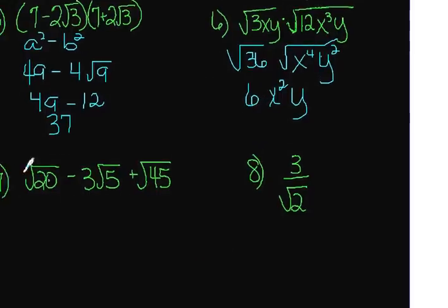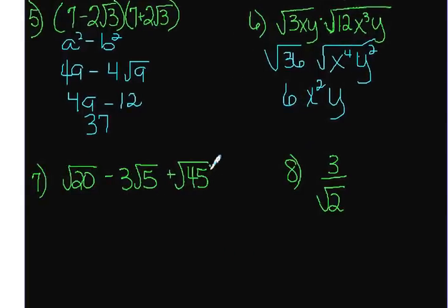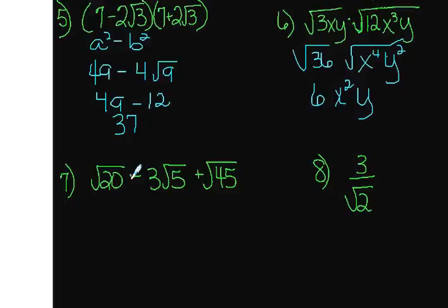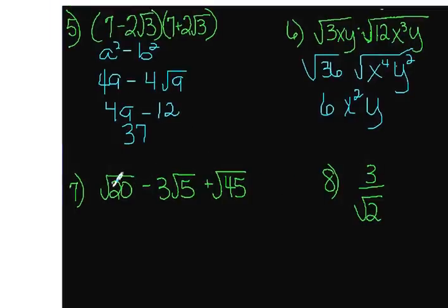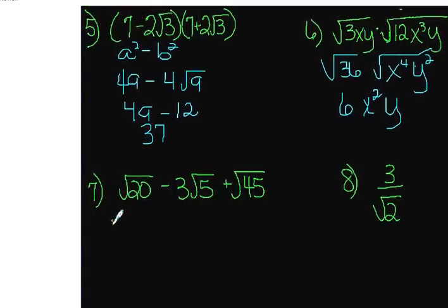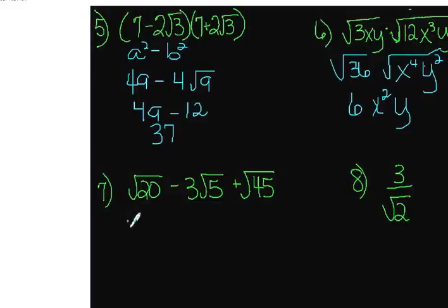Number 7 is an adding and subtracting question. If you'll remember, in order to combine, you must be the same kind. In this case, none of these are the same kind. However, they can each be simplified. Well, not each of them. The first and the last one can be, because there are perfect square factors embedded in each of these numbers.